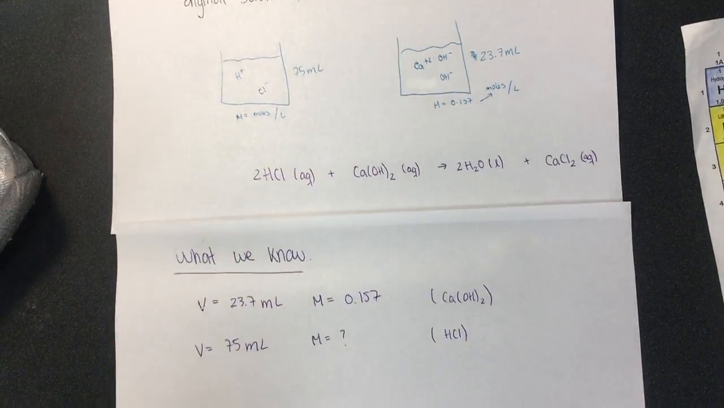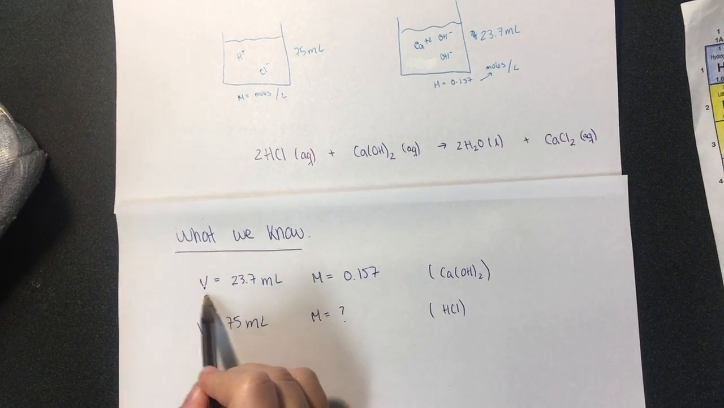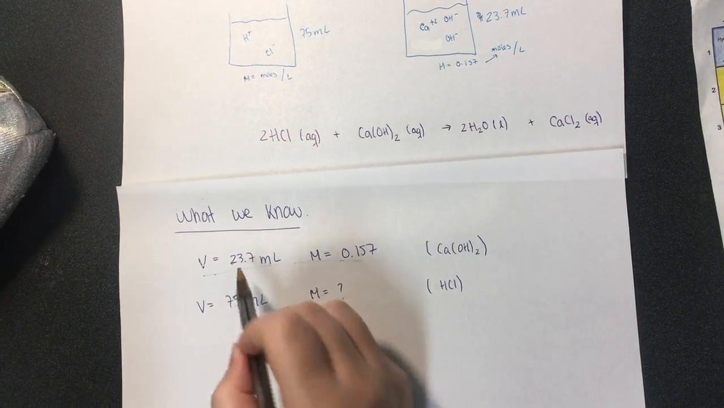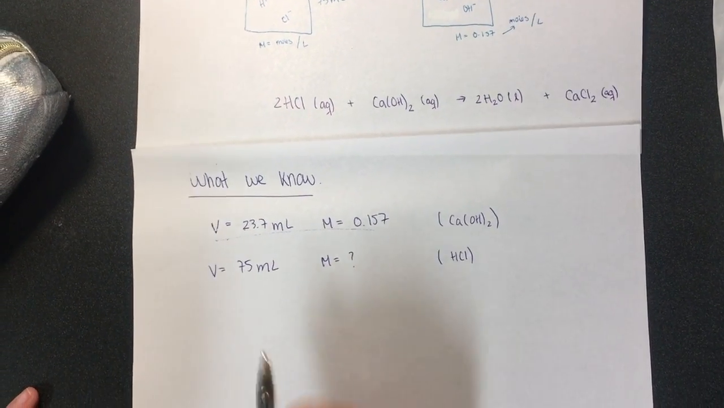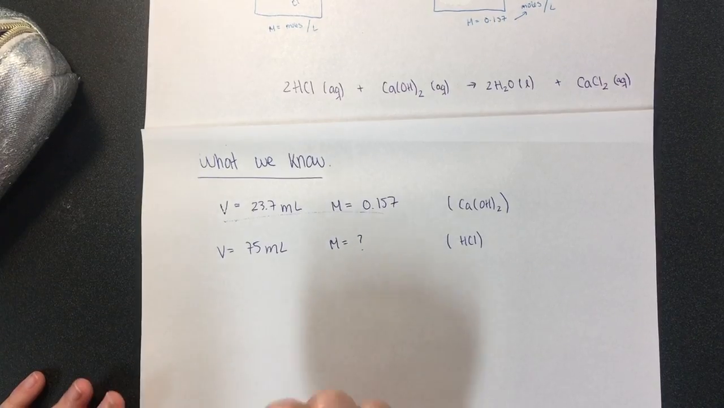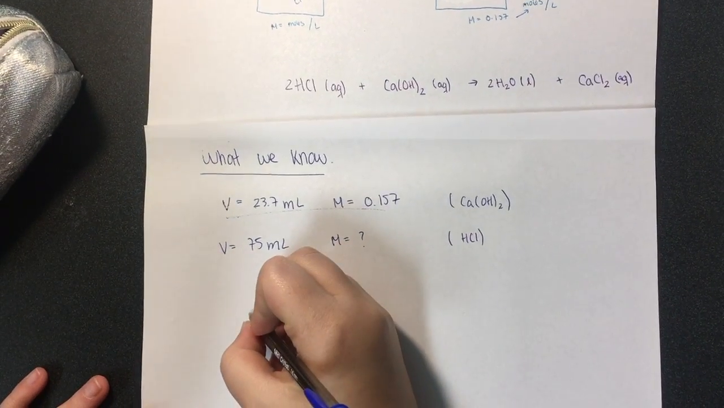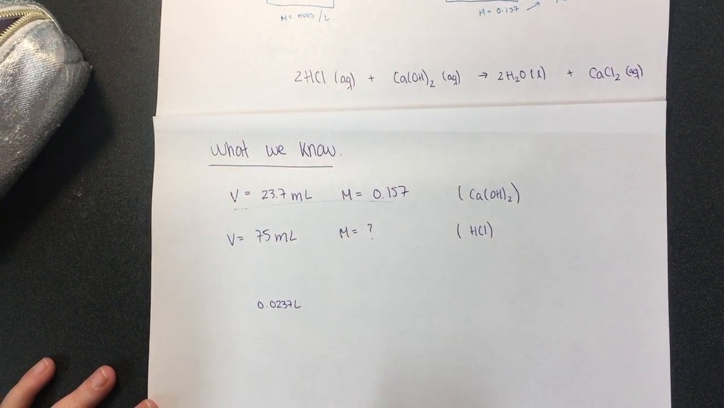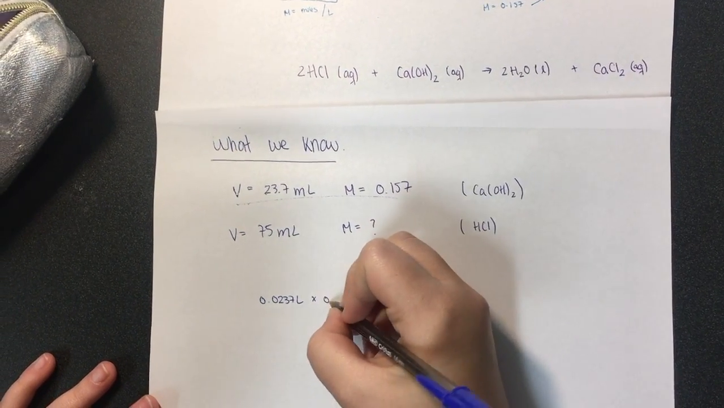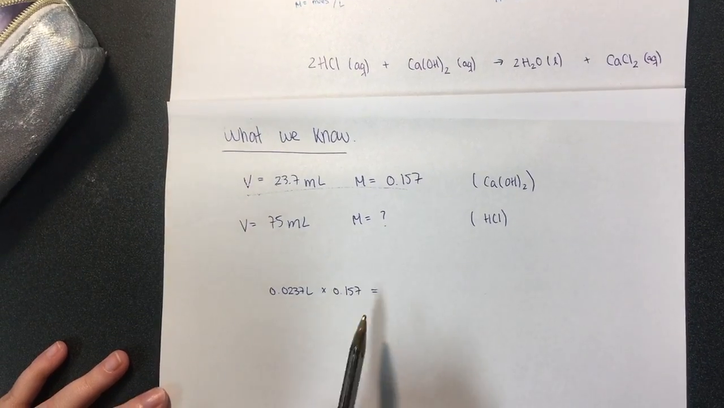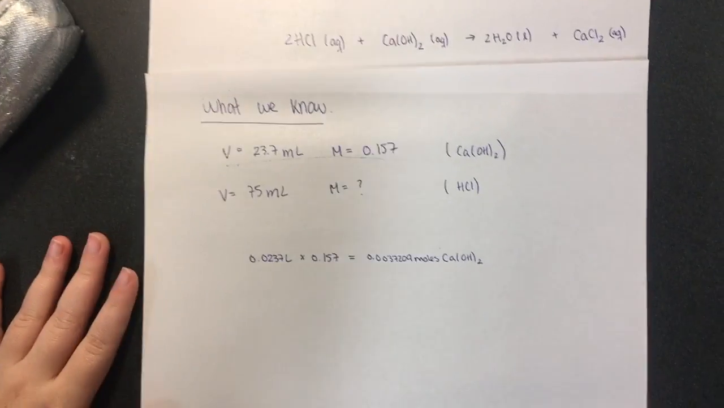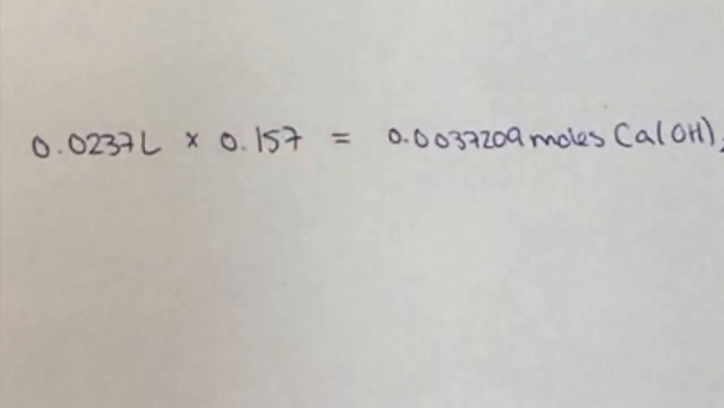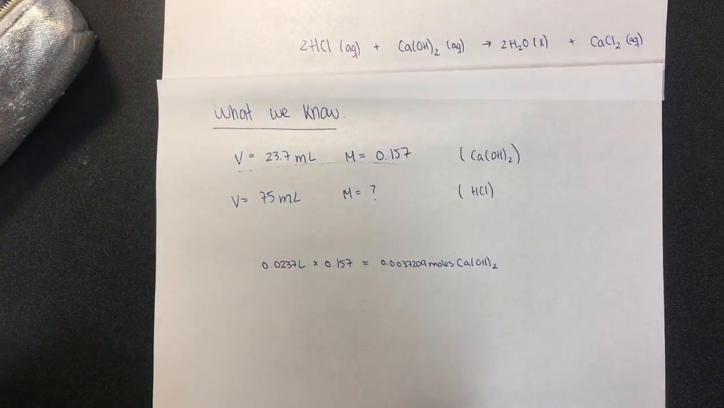Molarity equals moles per liter. We can find the moles of calcium hydroxide because we have both values. But first we have to convert 23.7 milliliters to liters. We know that there's 1,000 milliliters for every liter, so we convert to liters and multiply by the molarity, and that will give us the moles. Using our calculator we figure out that we have this many moles of calcium hydroxide in our solution.